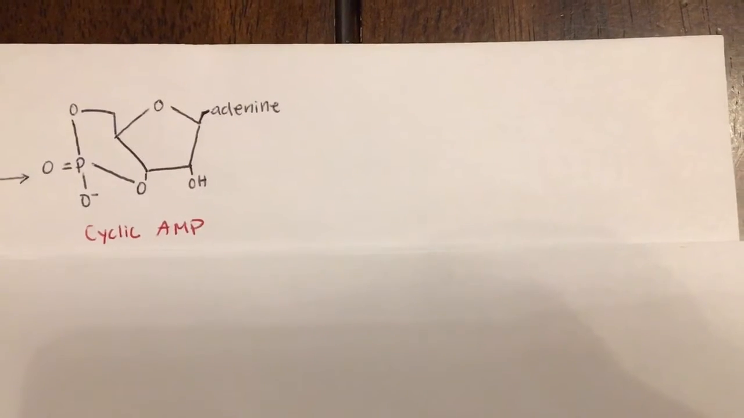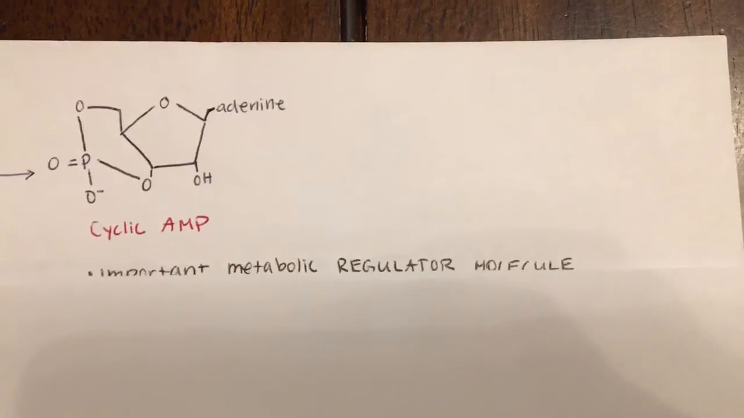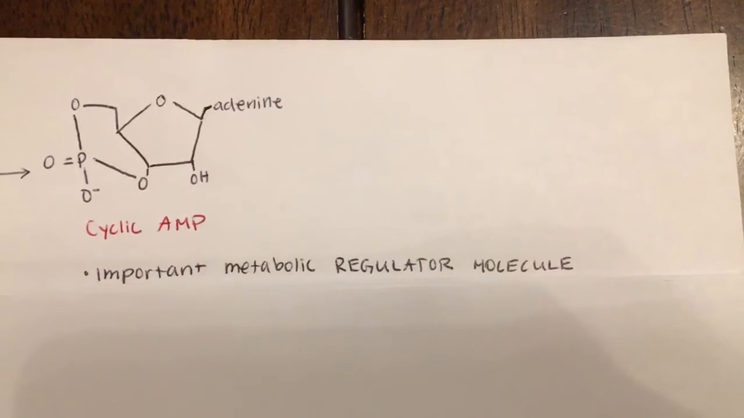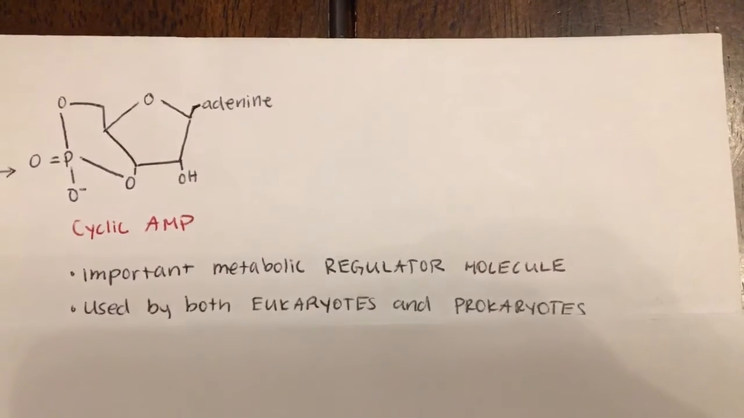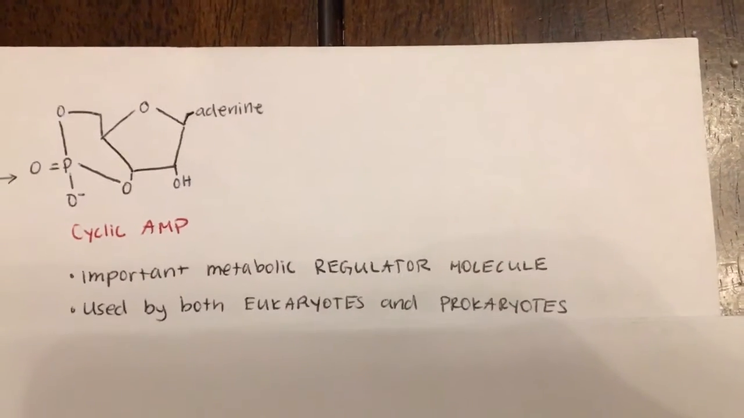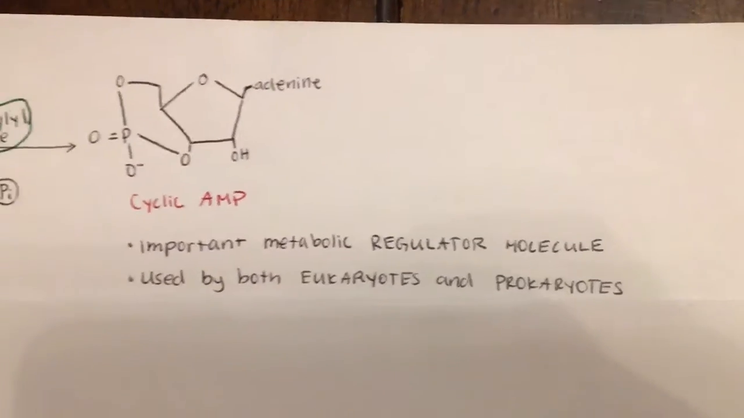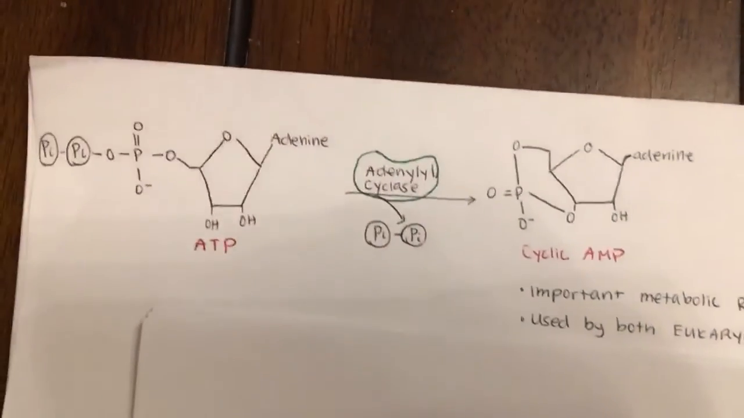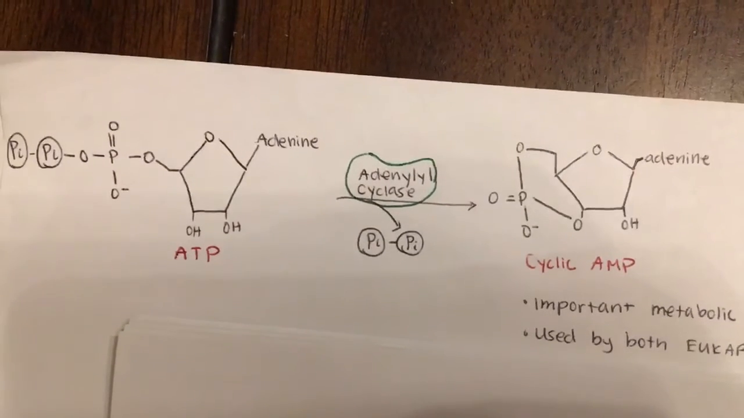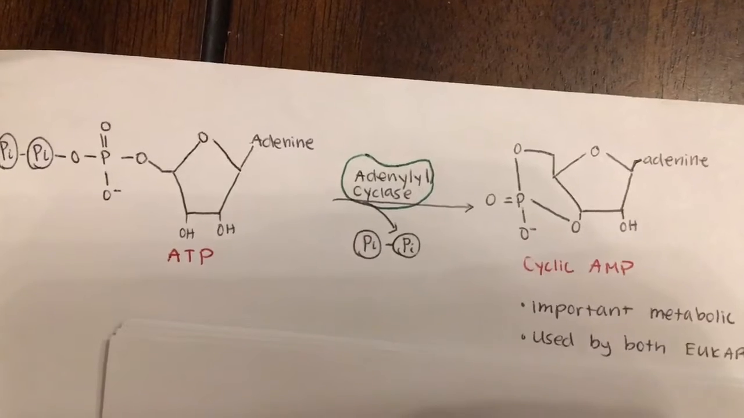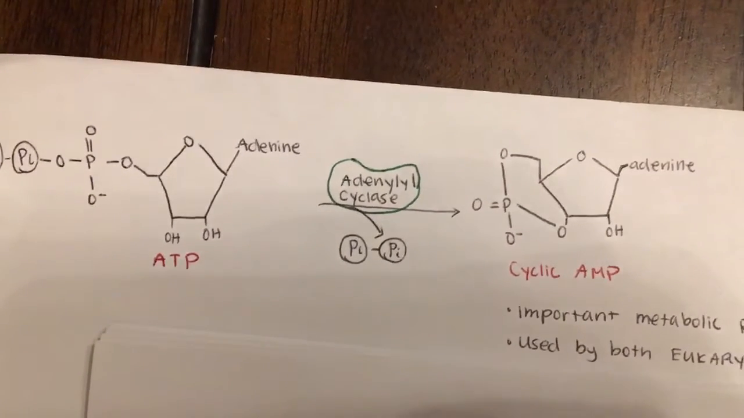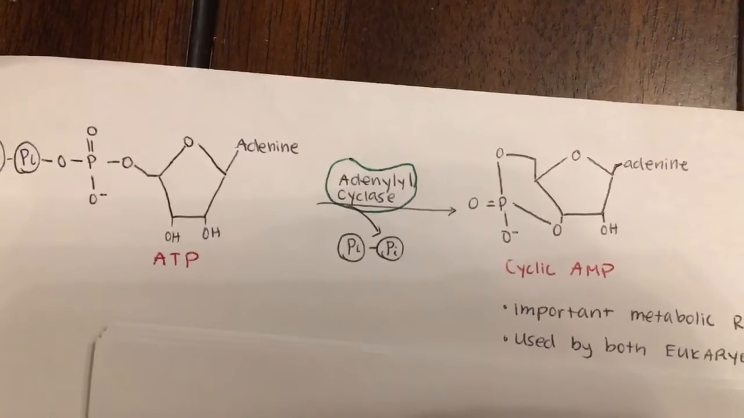Cyclic AMP is an important regulator molecule utilized in the Gs and Gi pathways. It is found and used by both eukaryotic and prokaryotic cells. The reaction by which cyclic AMP is synthesized is thus: two phosphate groups on an ATP molecule are cleaved by adenylyl cyclase, and a second ring structure is formed on our final product.